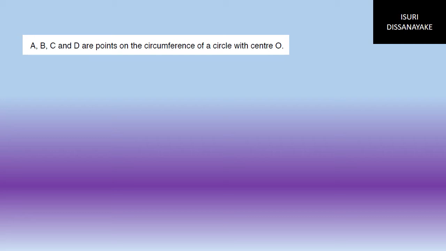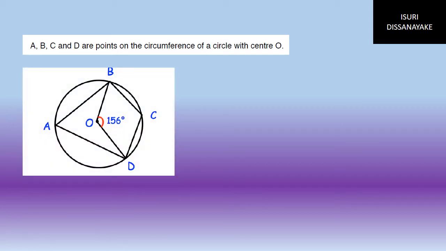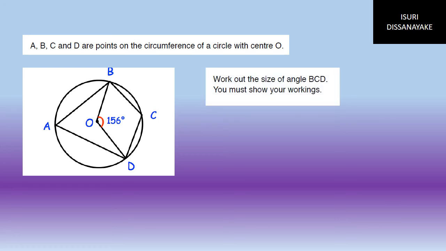A, B, C and D are points on the circumference of a circle with center O. So this is the figure. You can see that A, B, C, D creates a cyclic quadrilateral. Firstly, we can find angle A because the angle at the center is 156, and the angle at the circumference is half of it, which is 78. That is a previous circle theorem that you learned.